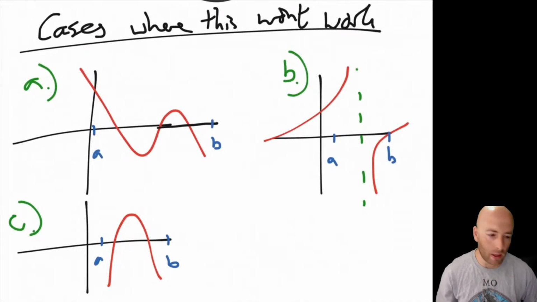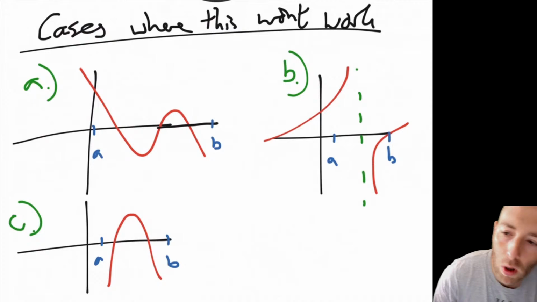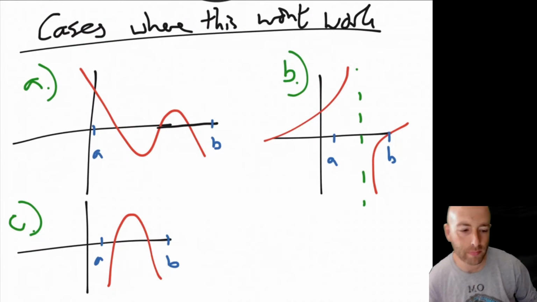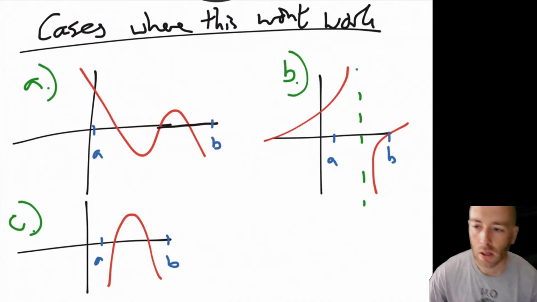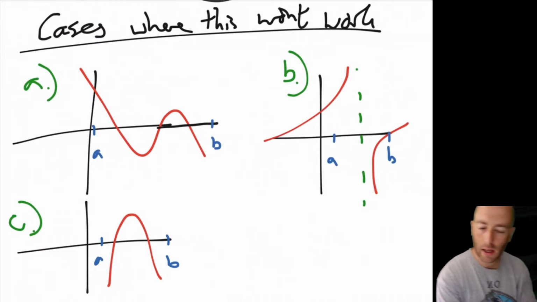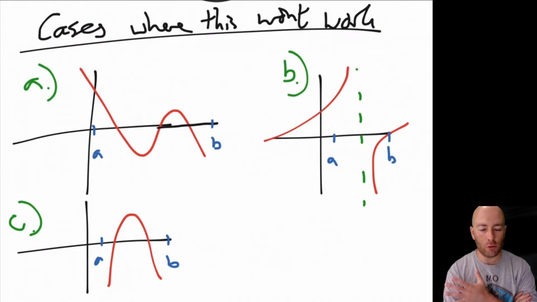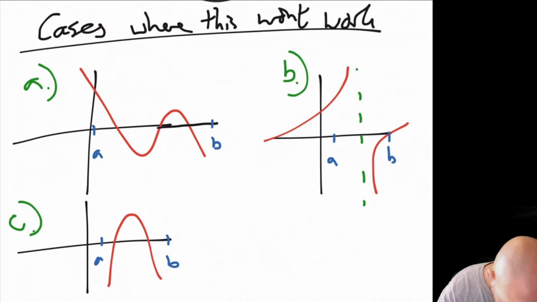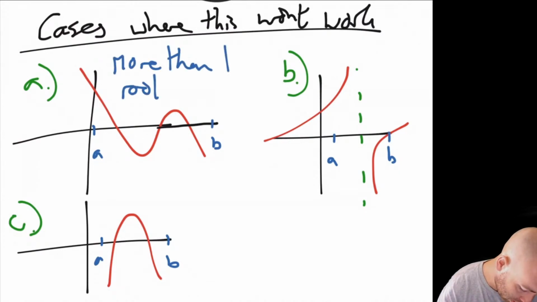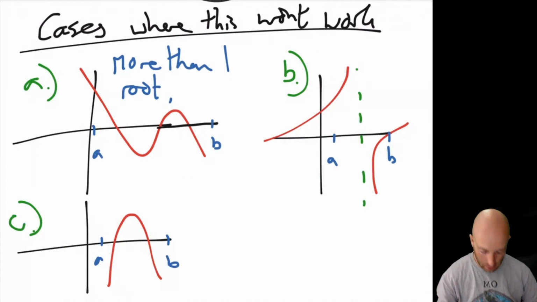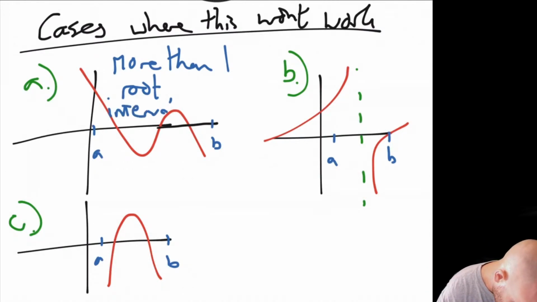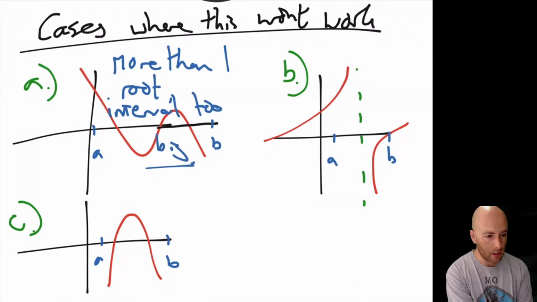Cool. All right. Any ideas then? A, B, C. Why won't these ones work? So if you think about A, for the first one, there will be a sign change. But the problem is there's more than one root. So you're not going to know which root you're finding. So more than one root. So really your interval is too big. Interval too big.